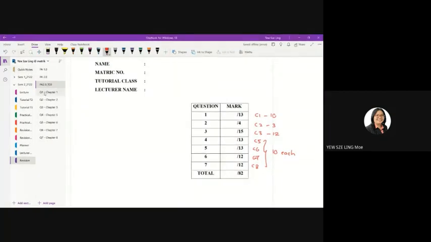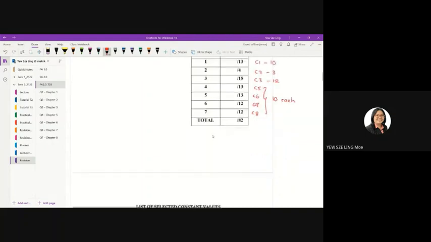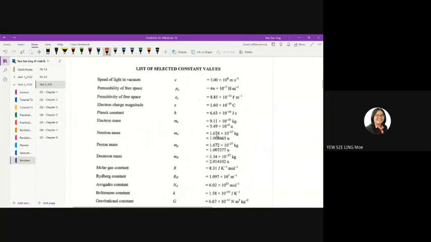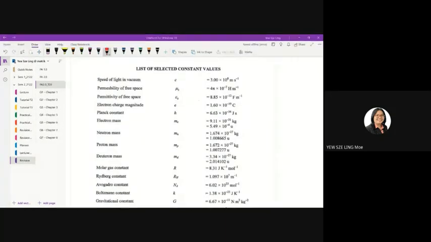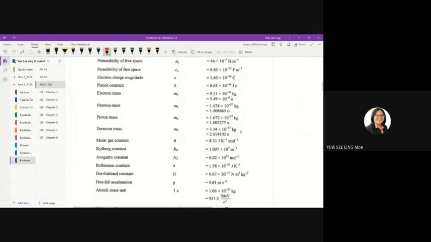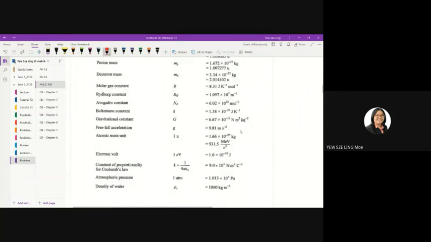Now let's look at the things that you need to know before you answer the questions. You have a list of selected constant values, and you need to know which values to be used, because in your test, I've marked a few papers. If you look at the list here, you have 2 K's. One is called the Boltzmann constant, and another one is the constant of proportionality for Coulomb's law. The one that you are going to use is this K, because you're looking at Coulomb's law.